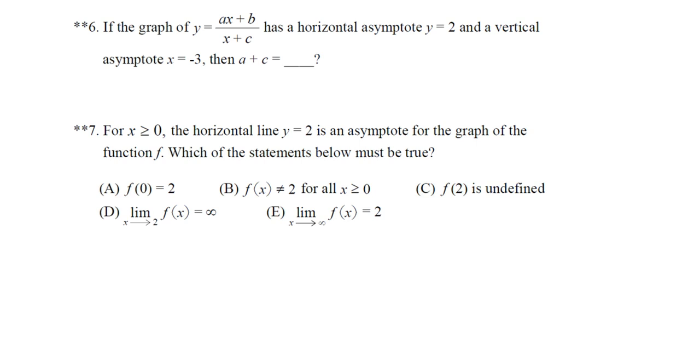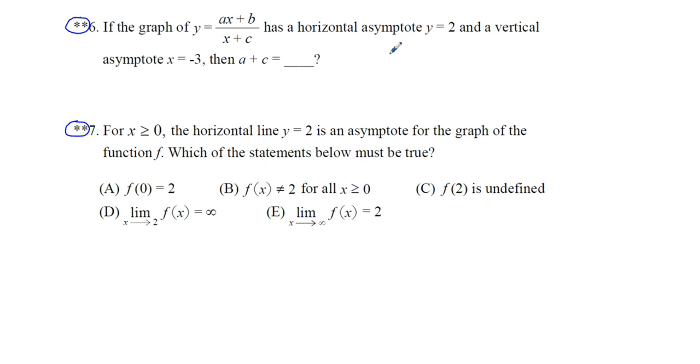Next, 6. Okay, now these asterisks mean that these were actual problems on AP tests. If the graph of y equals (ax plus b) over (x plus c) has a horizontal asymptote, y equals 2, and a vertical asymptote of x equals negative 3, then a plus c equals. Okay, what you're going to have to do is divide by 0 to get a vertical asymptote.